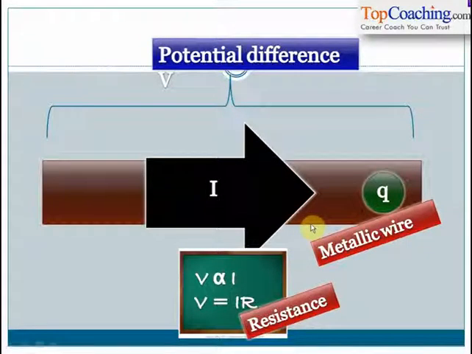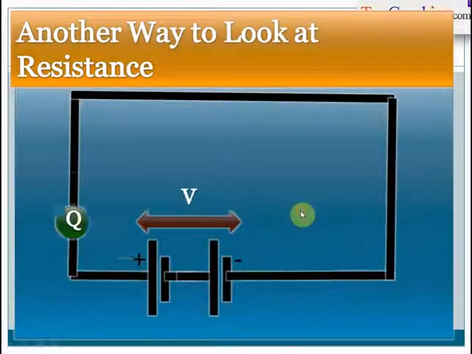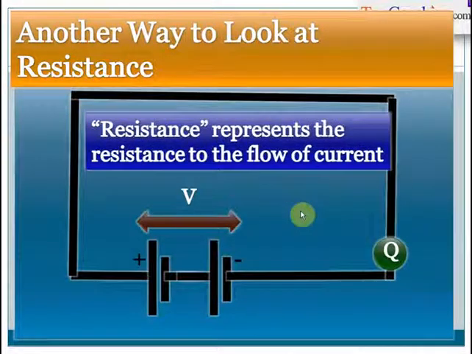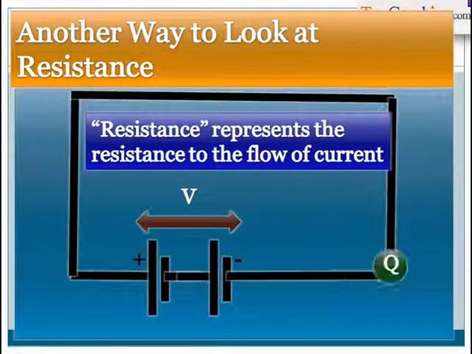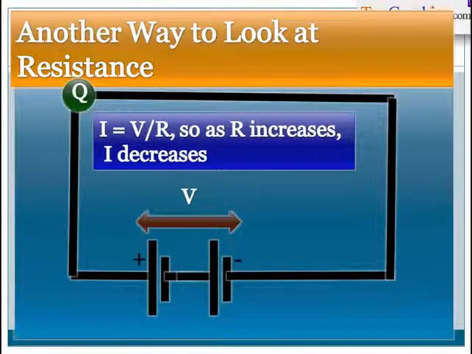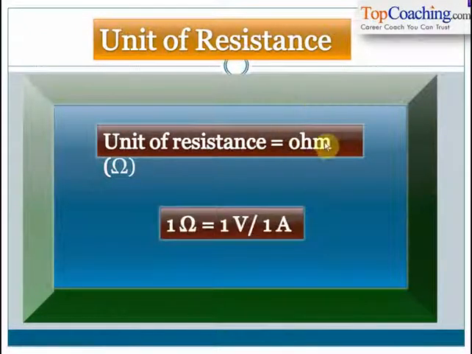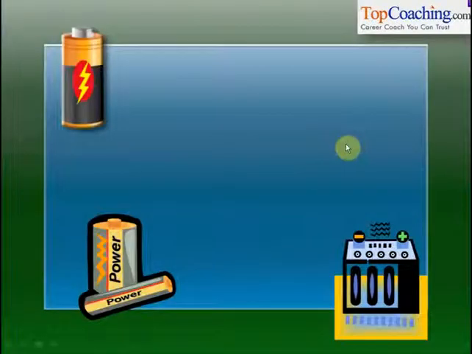It's called resistance. So when there is high resistance, then less current flows, and when there is less resistance, more current flows in the circuit. I is V by R. So as R increases, I decreases. The unit of resistance is ohm, and 1 ohm is 1 volt per 1 ampere.